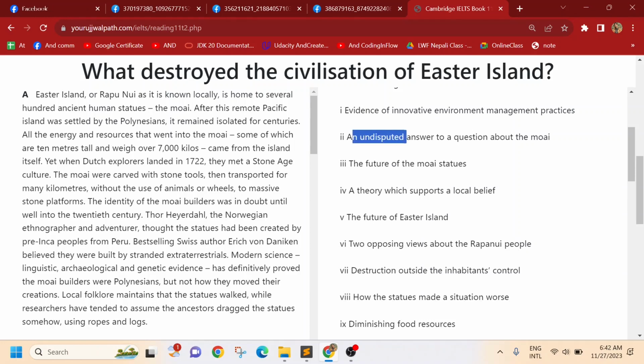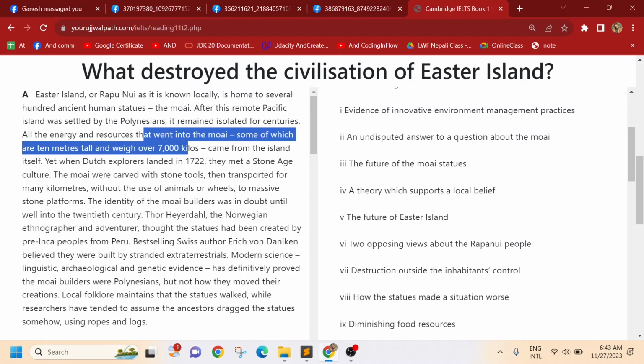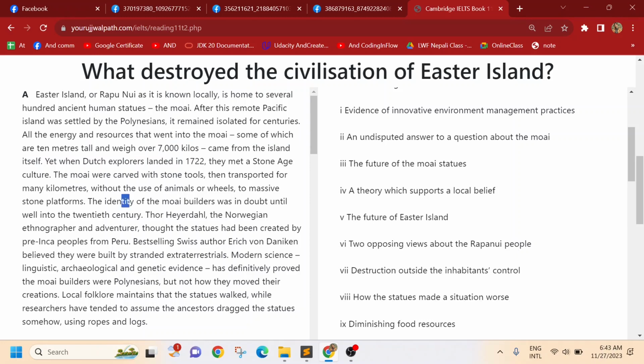Second, an undisputed answer to a question about Maui. So is there any undisputed answer? Is there any question first about Maui? Is there any information about the statue? Of course, the first thing is the huge weight and its height. Is there a question there? No. Later on, we also got something about Maui over here.